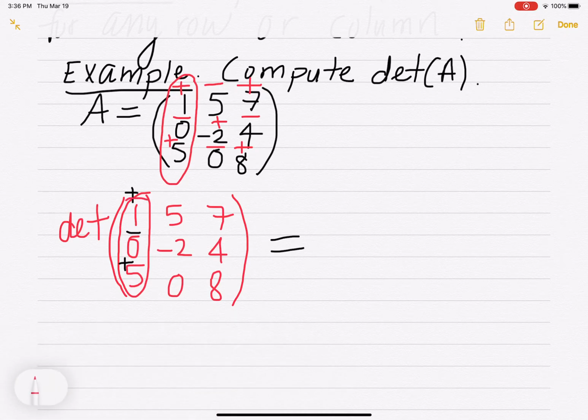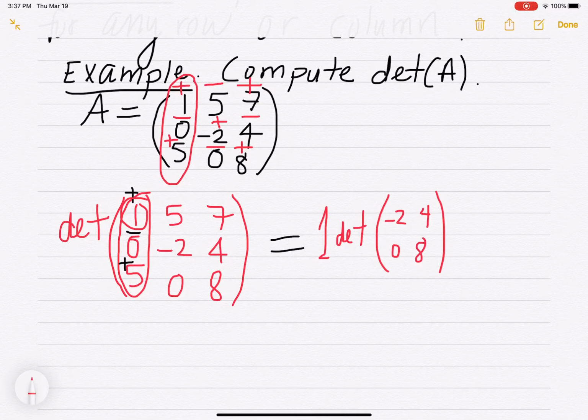Okay, so I'm going to start off with this first entry of 1. It has a plus in front of it, so it stays positive. We're going to do the determinant of the submatrix. Imagine you cross out the first column and the first row, and you have a submatrix of negative 2, 4, and then 0 and 8. Now I'm going on to the next entry in that first column. We're going to have a minus in front of 0. We alternated signs, and the sign there was a minus.